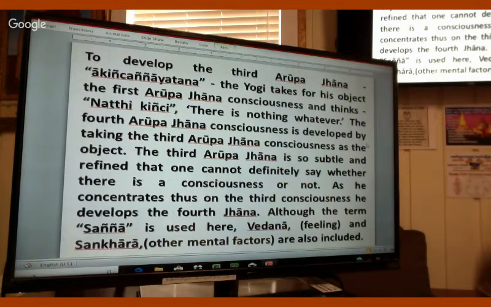And then concentrate on that consciousness, Akincanyayatana Chitta. So practice again and again, more and more subtle. At that time, Sanya also does not appear. Sanya is also very, very subtle.